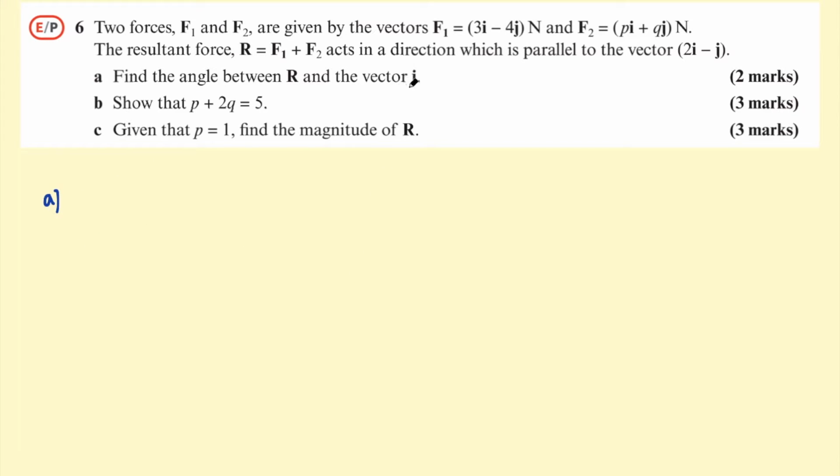Okay, so we know what the vector i is. That's a unit vector in the x direction. So that's just a horizontal line, basically. We want to know the direction of R. Well, they tell us it's parallel to the vector 2i minus j.